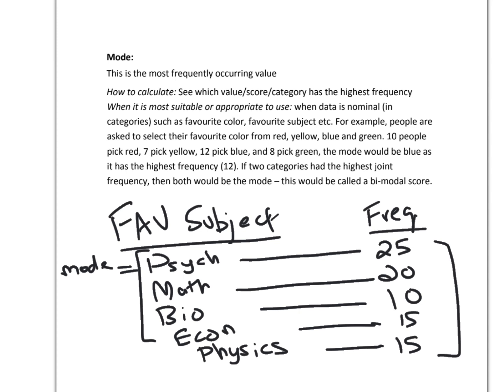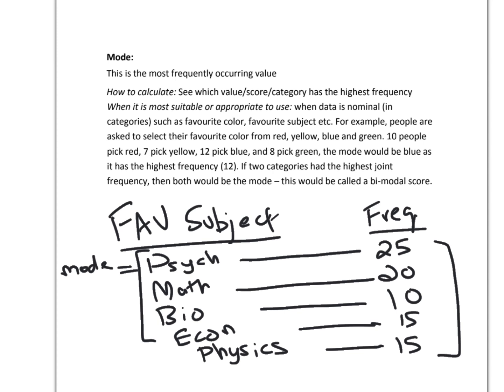So I've given an example over here as well. If you read, it says people who are asked to select their favorite color. And I've given 4 examples: red, yellow, blue, and green. So these are your 4 categories. 10 people pick red, 7 pick yellow, 12 pick blue, and 8 pick green. So clearly over here we have blue with the highest frequency. So the mode would be blue as it has the highest frequency of 12.